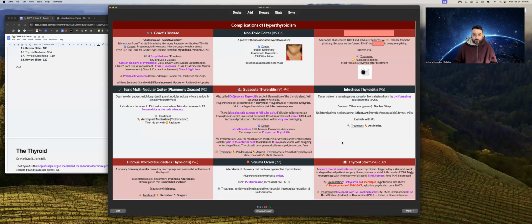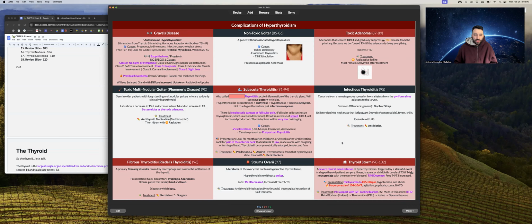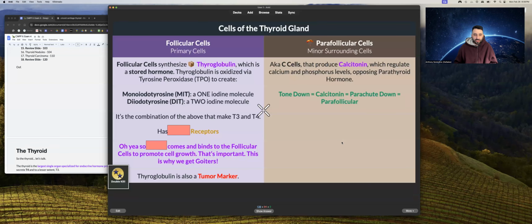Upper right here, it's just thyroid adenoma, toxic adenoma. Hypothyroidism, what are their hands going to look like? Puffy? Subacute thyroiditis, also called what? De Quervain's. It's the thumb guy. Follicular cells, primary cells, have what receptors? TSH. Yeah, that's big because of reasons. TSH receptors. TSH comes and binds to the follicular cells.